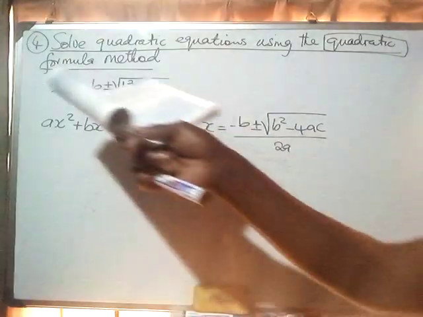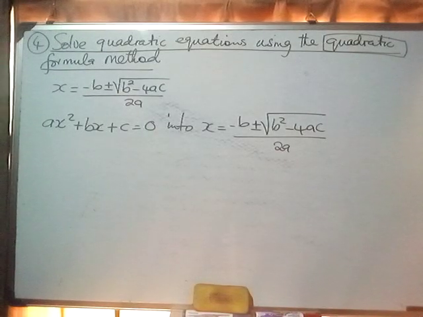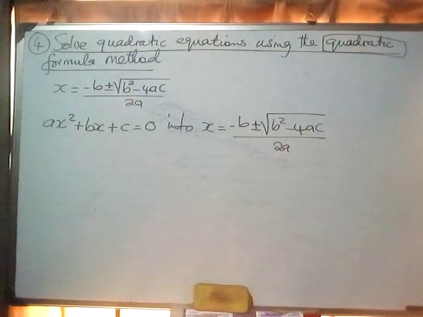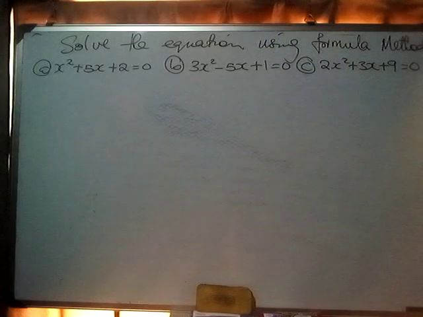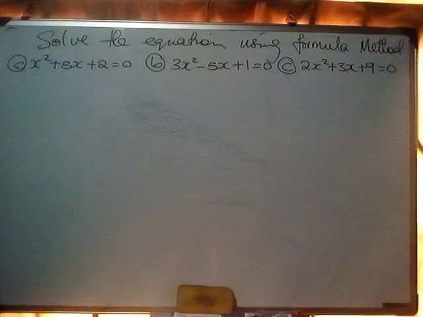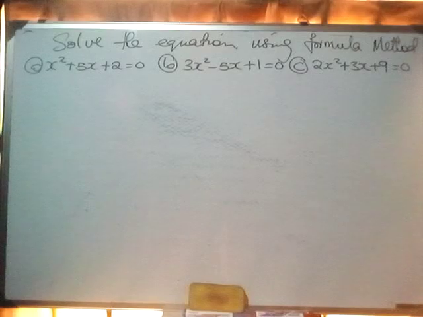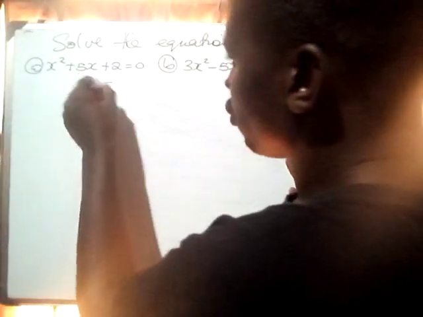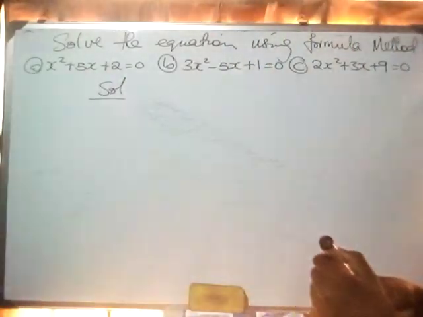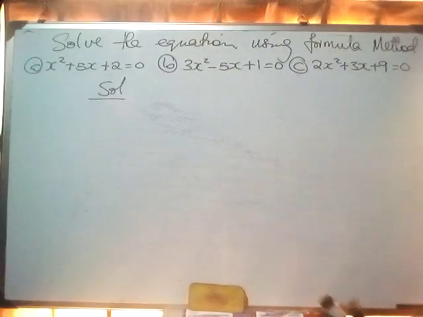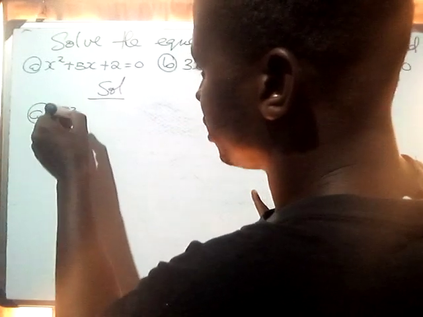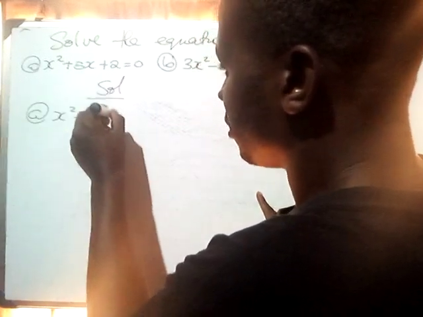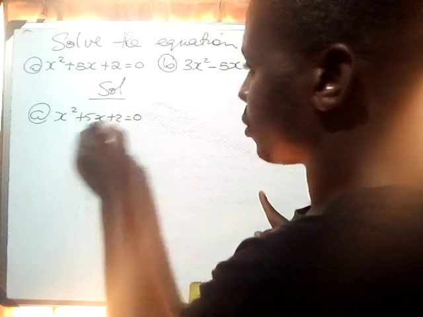Now we are using this method. This is the direct thing: using the formula method to solve the quadratic equation. Let's have some examples. So we solve the quadratic equation using the formula method. We are going to do question number 1 and question number 2. Question A is x squared plus 5x plus 2 is equal to 0.